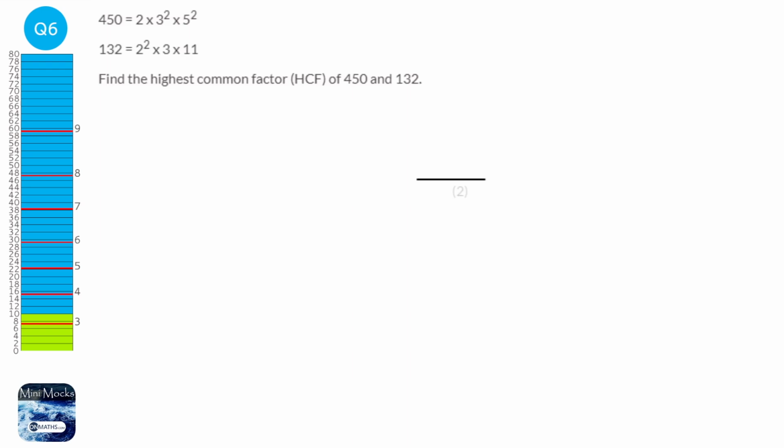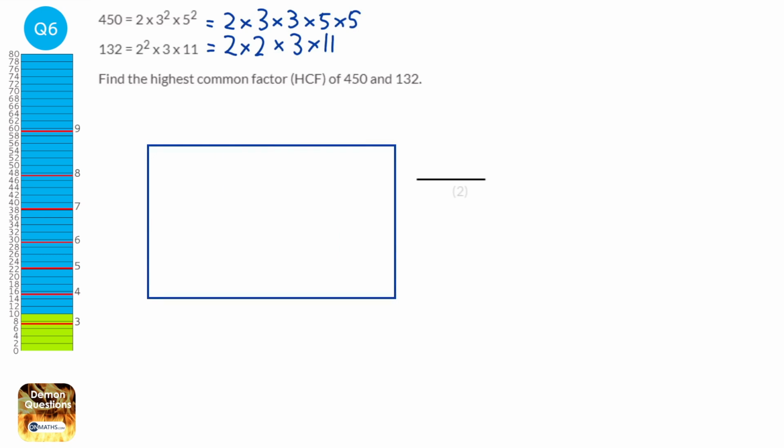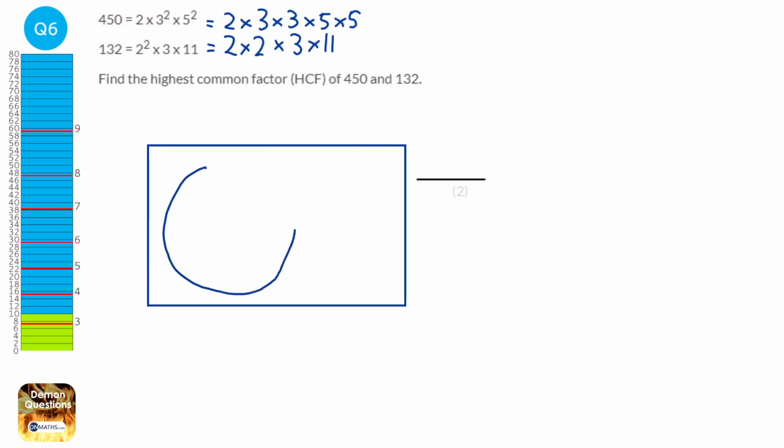So we're going to rewrite these numbers. Instead of squared, we're just going to write them out without index form. Just makes it a bit easier. And so I'm just removing the squares. And we're going to draw ourselves a Venn diagram. So let's just do a rectangle at the outside. I'm going to try and do some nice circles here. Try my best anyway.